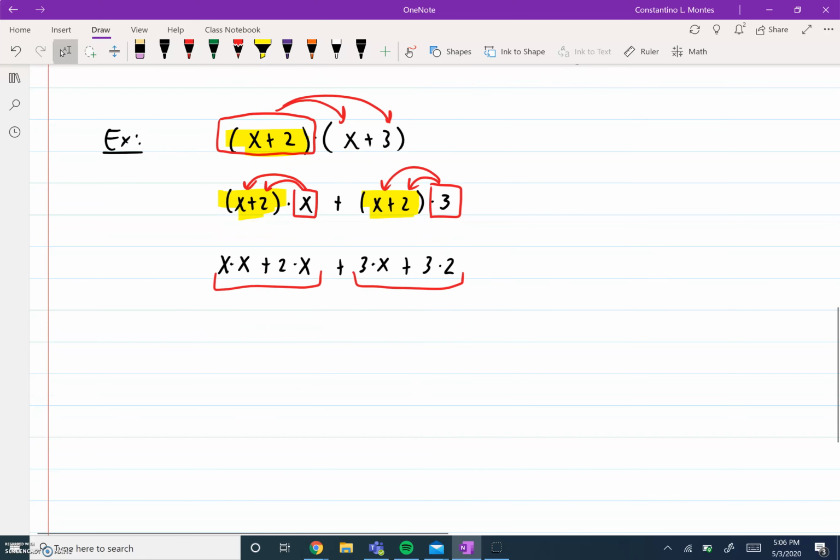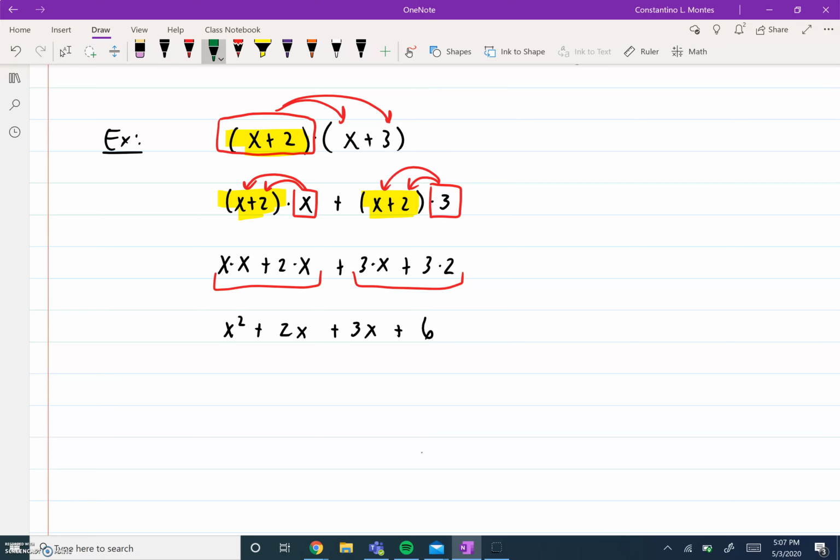So now what we're going to do is calculate x times x. Well, x times x is x squared. Plus 2 times x. Well, we're just going to write that as 2x. Plus 3 times x is just 3x. Plus 3 times 2 is going to be 6. So we're real close. We're almost done.